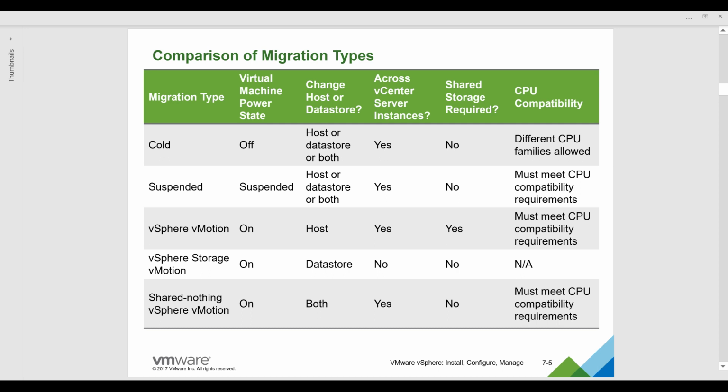A vMotion, the machine can be on. We can only change the host, so we can't move the data store. That's the next one. We can take it across vCenter instances. We do have to have shared storage, and it must meet CPU compatibility requirements, again, because it's running. Storage vMotion, we're moving just the data store. We cannot move it across vCenter server instances. We do not need shared storage, and CPU compatibility is not applicable for that.